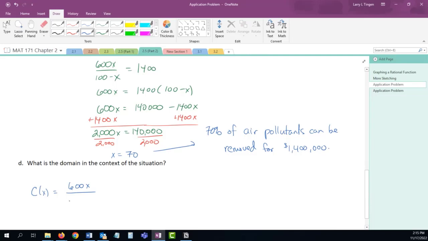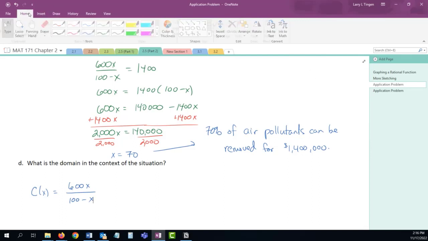All right, 600x over 100 minus x. Now, for this function, the cost function, if I actually wanted to find the domain of this algebraic function, I would do what? Does x live under an even root? Does x live in the denominator? There's no roots, but x is in the denominator. So I need to take the denominator, set it equal to 0, solve, and that gets tossed out. So what's my domain? Everything but 100, right? 100 causes division by 0, so everything but 100 is great.